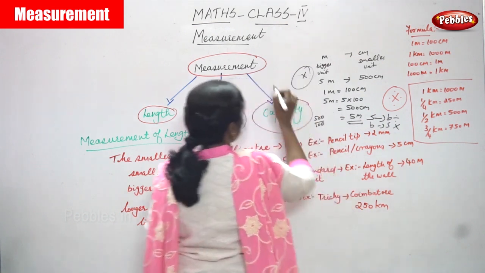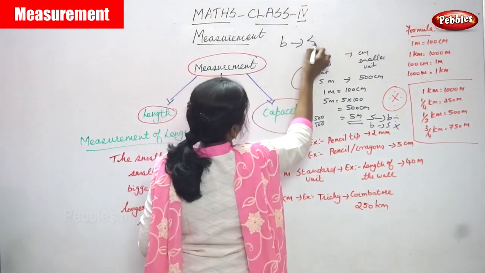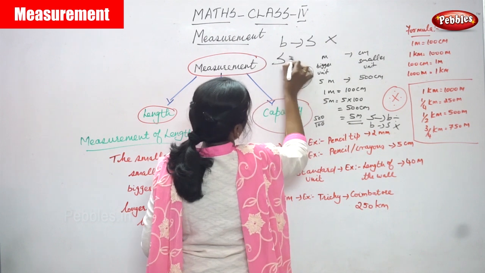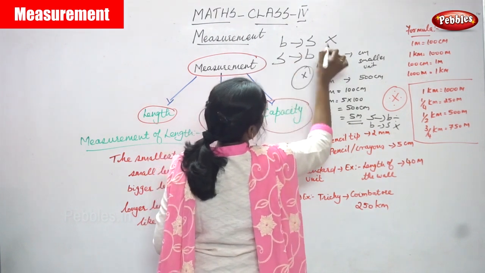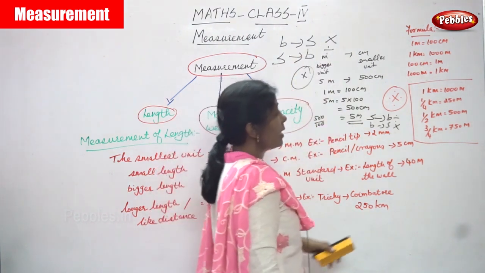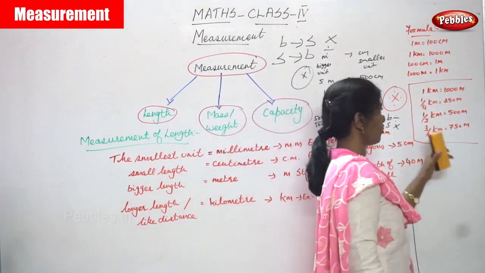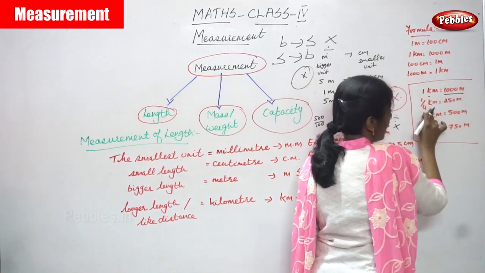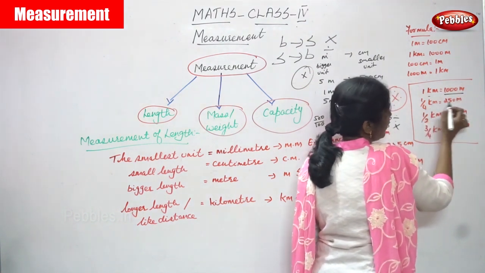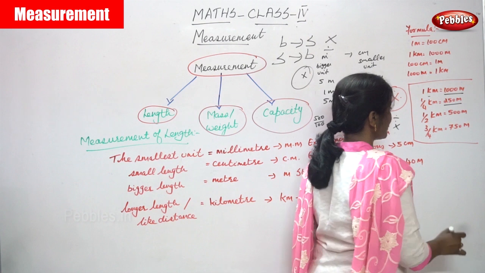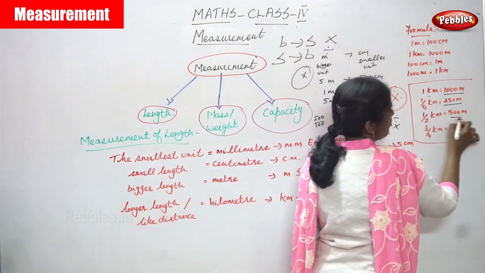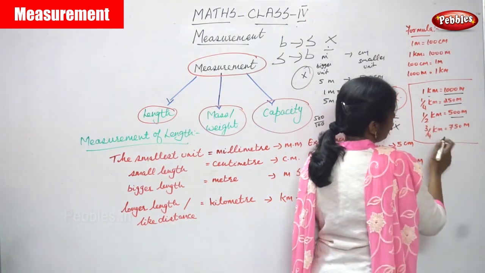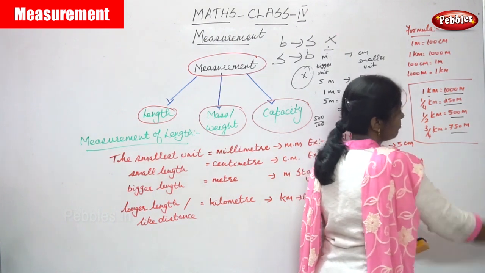I'll repeat once again. Bigger unit to smaller unit, multiply. Smaller unit to bigger unit, division. So don't forget this rule. And this is also one of the formulas. 1 kilometer means 1000 meter, and 1 by 4 kilometer, that is quarter kilometer, means 250 meter, and half a kilometer is 500 meter. 3 by 4 kilometer is 750 meter.